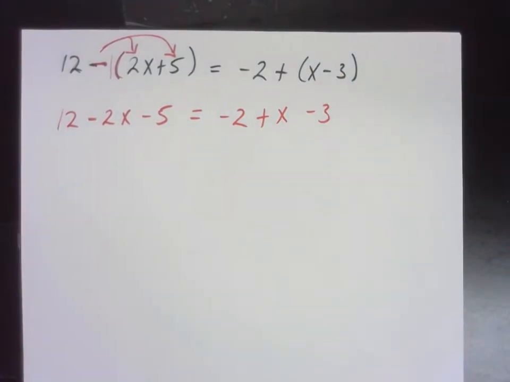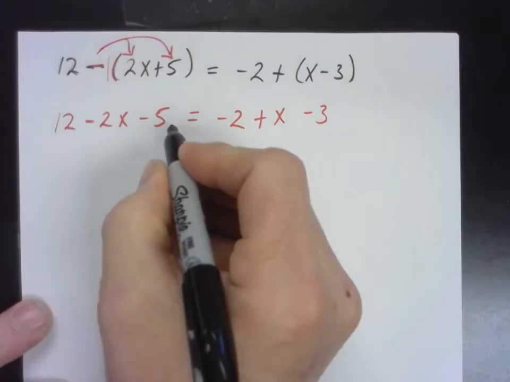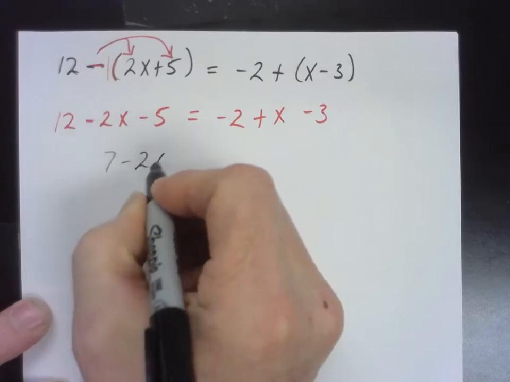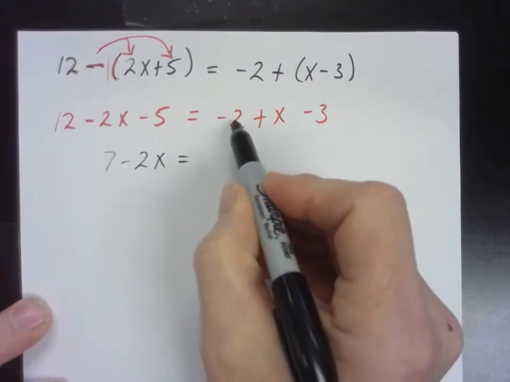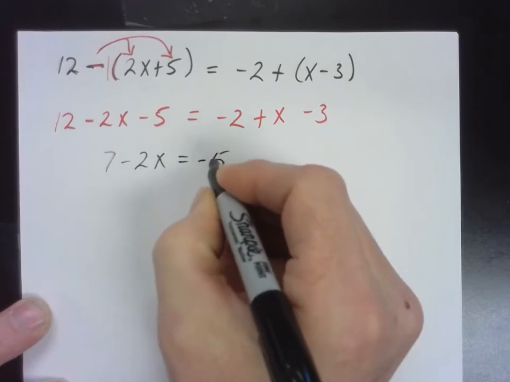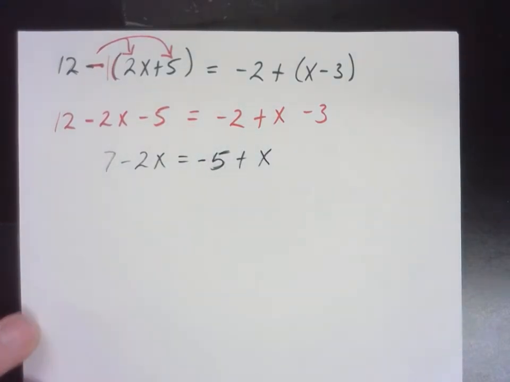What now? Add like terms. 12 and negative 5, sorry, 7. Subtract 2x. And then negative 2 and negative 3 is negative 5. Plus x. That's way better now. What do you want to do now?